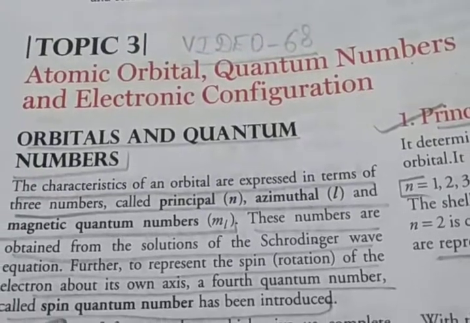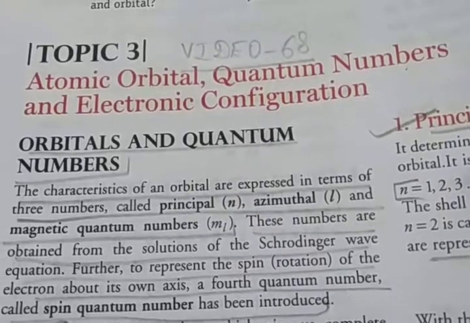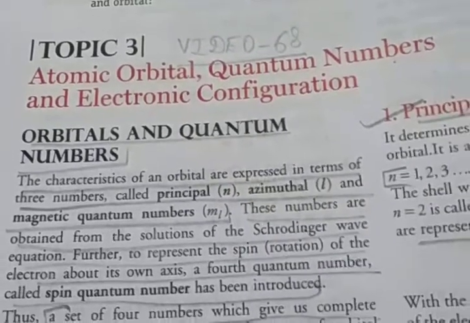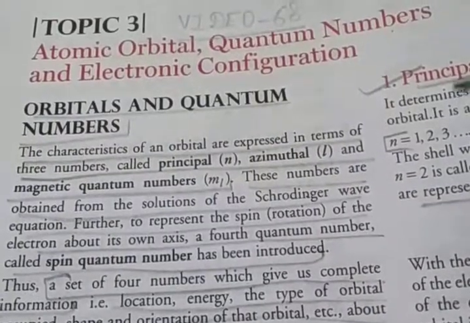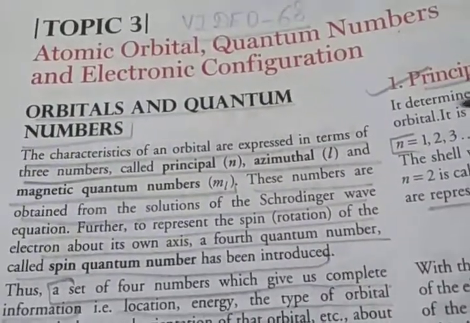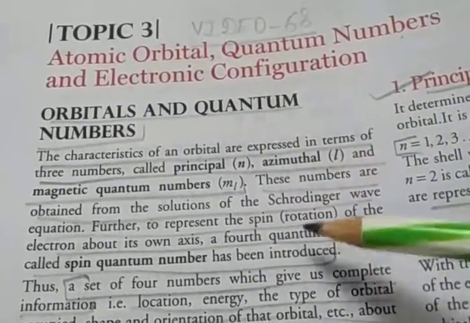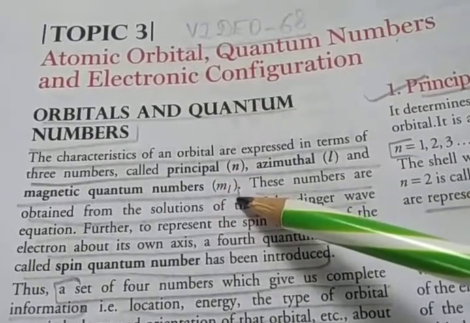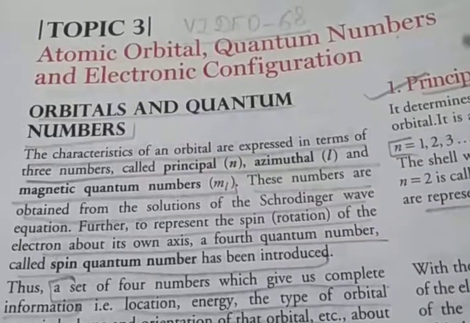In this video I will explain atomic orbitals, quantum numbers and electronic configuration. So let us start. First, orbitals and quantum numbers. This topic is very important because this year already one question came on the basis of quantum numbers in the NEET exam. So please focus on it.